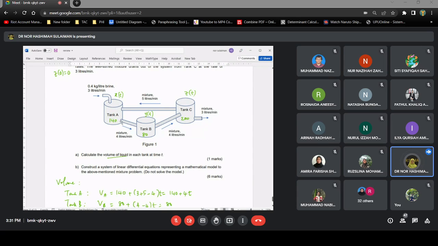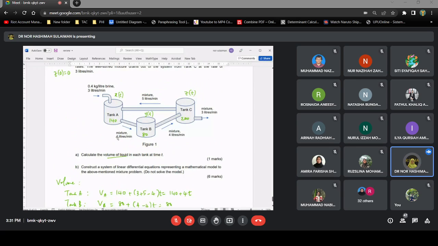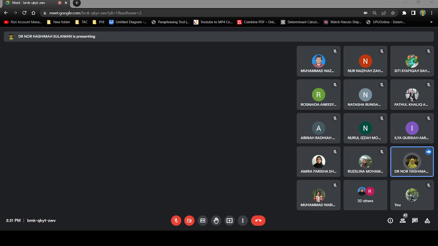So what is the concentration of the solution in tank A? What's the concentration? Is it X over 140? No, it should be what? X over 140 plus 40. Okay, they multiply by the rate. What's the rate? It goes out of the tank A at the rate of 4 liters per minute. So you got to multiply this one with 4. Okay. Any other movement? Tak ada kan? Itu je kan?